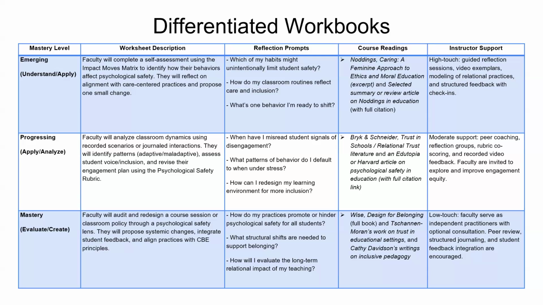So those faculty members might be asked to audit and redesign a course to make it more inclusive in the design for students. And their reflection questions might be, how do you promote this? What kind of policies could you put in place? And likewise, someone with higher mastery might get a lower touch point from the course moderator than somebody who is progressing or emerging.